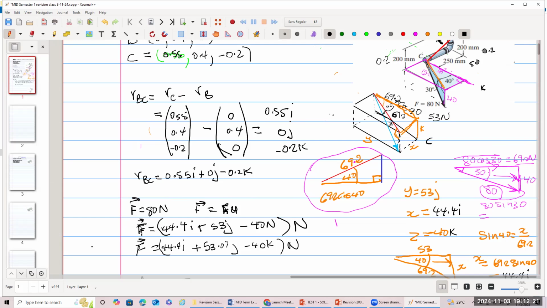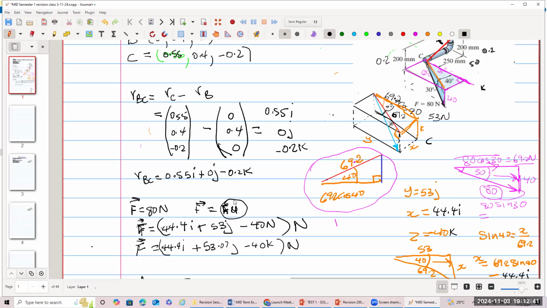You have the 80, so you work it out. When you have the trig and you have the 80, it will give you the straight value of this. All right? So in other words, the unit vector and everything is in one here. Right? So the unit vector and everything is in this result.